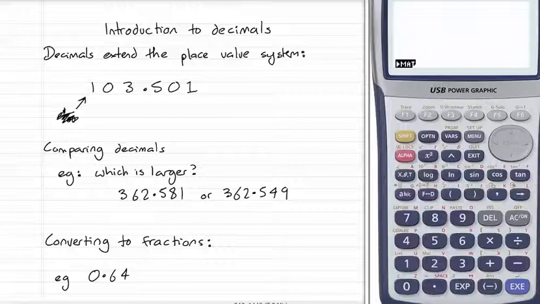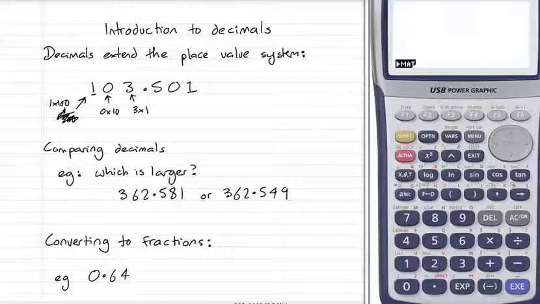So in the hundreds, I have one lot of 100 here. I have 0 lots of 10. I have 3 lots of 1, so 103. When we get into the decimals, we've gone from 100 to 10 to 1.